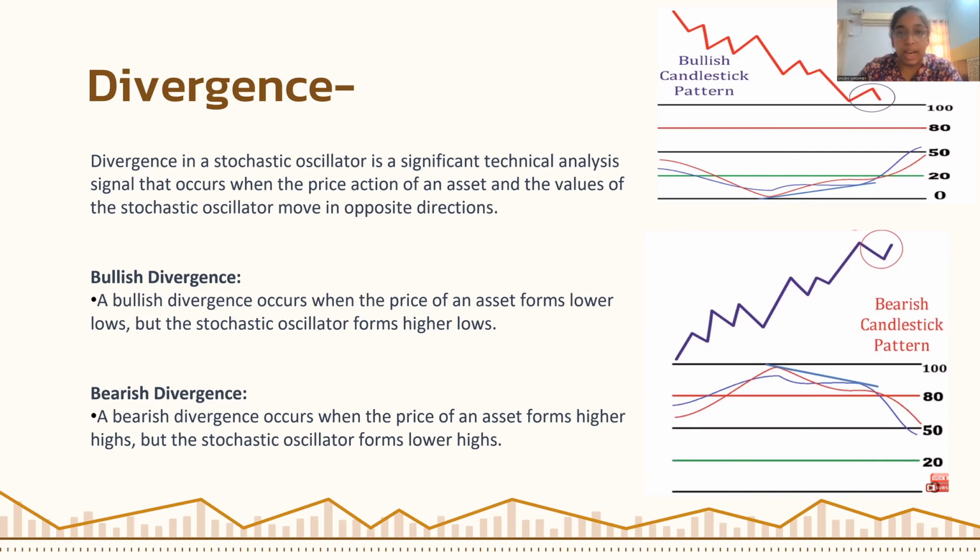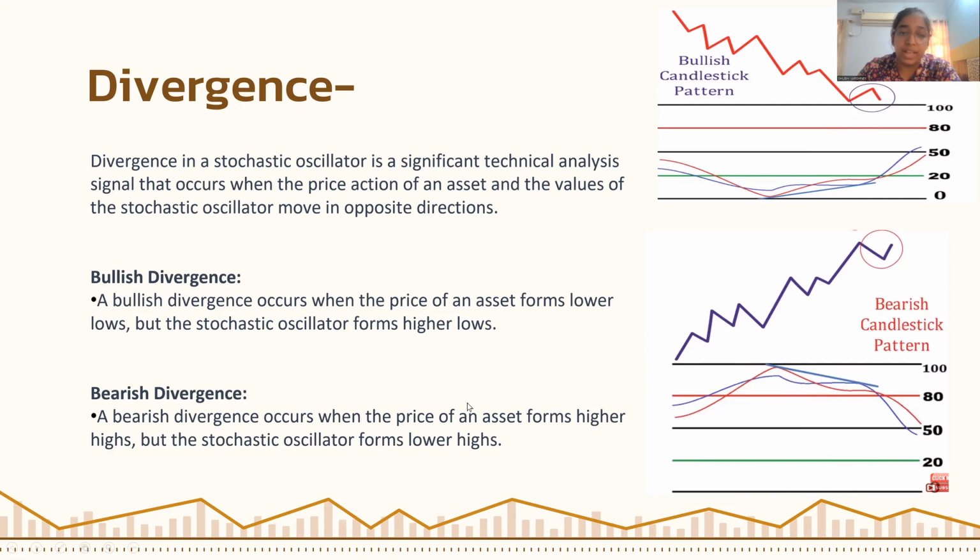The bullish divergence occurs when the price of an asset forms lower lows, but the stochastic oscillator forms higher lows. For example, one can see here the bullish divergence. The prices are showing the lower lows. These are the lower lows. These are showing a downtrend, whereas the stochastic oscillator is showing an uptrend. After some time, it is showing an uptrend, where if we get a bullish candlestick pattern, it is indicating the trend reversal. Similarly, bearish divergence.